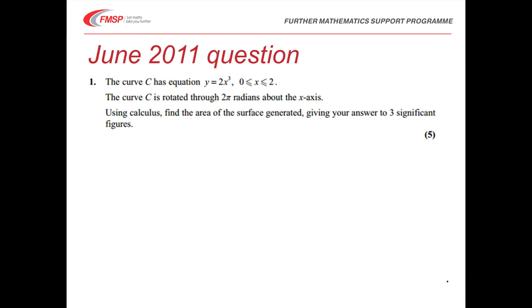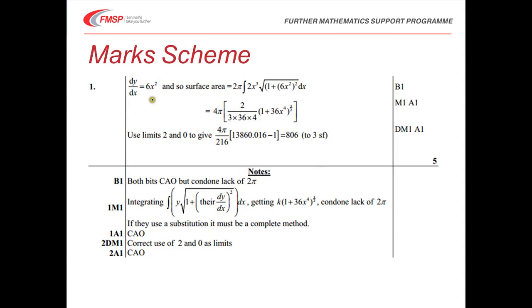Let's have a look at the mark scheme for this one. It's only worth 5 marks, so you need dy by dx, you need to use the standard formula, and you're doing some integration by inspection here and being very careful about that. So there are 3 marks for that, and then there's another couple of marks for getting the integration right and using the limit right for 5.